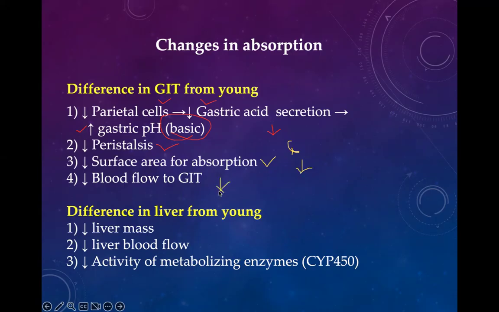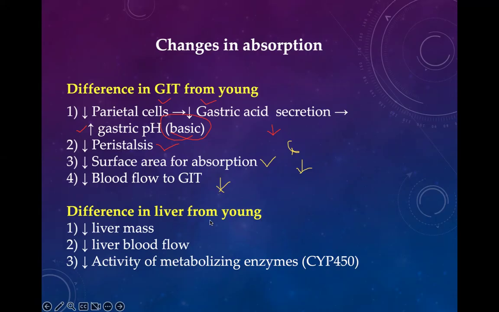Blood acts as a carrier vehicle for the drug to transport to tissues and organs. If the blood flow is decreased, obviously the drug transport to the other tissues and organs will be decreased, and that affects the therapeutic effects. So these are the four important factors that affect the absorption of drugs in the elderly.